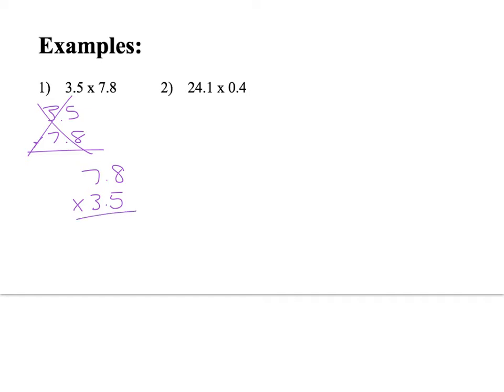Step 1 tells us to multiply like normal, disregarding the decimals. 5 times 8 is 40, carry your 4. 5 times 7 is 35, plus 4 is 39.